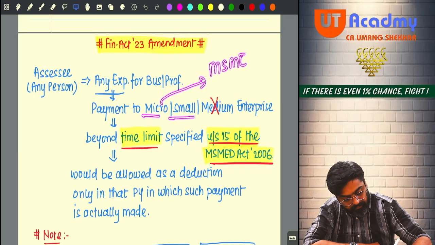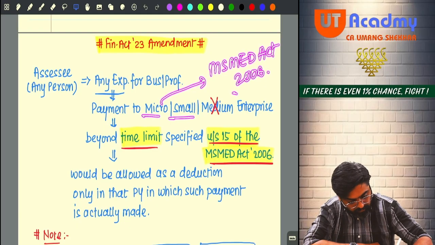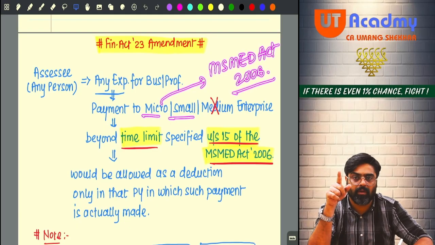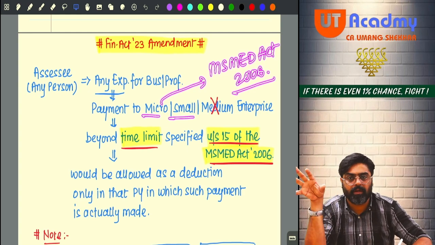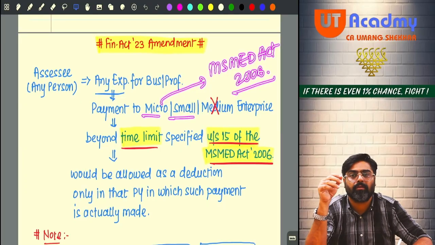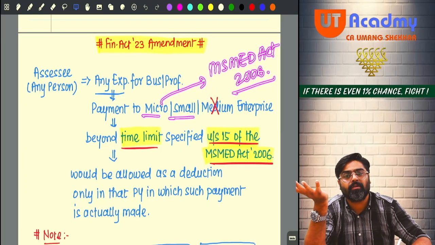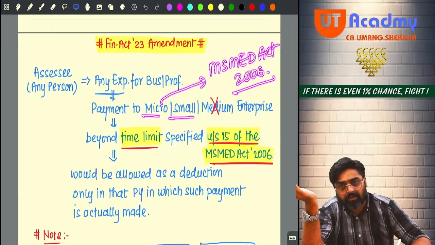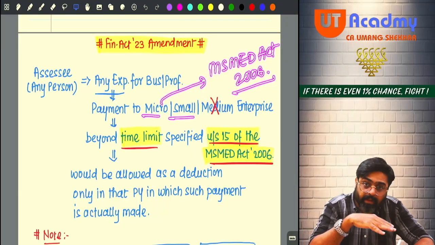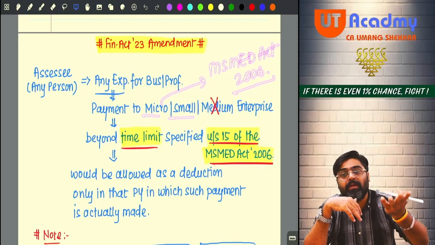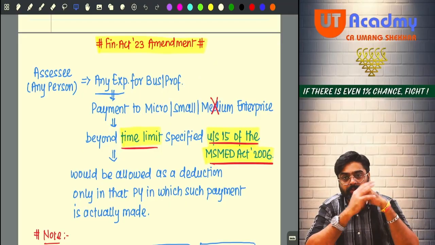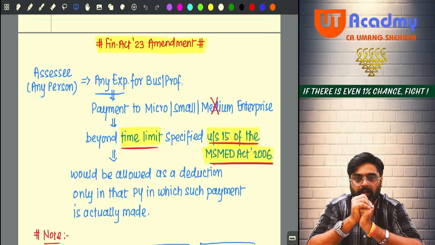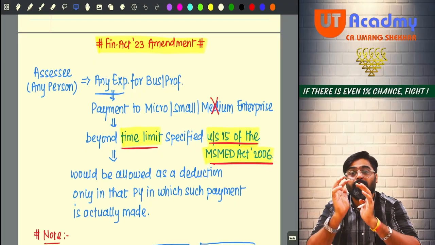MSMED Act 2006. As per this law, there are certain business entities known as micro enterprises, certain business entities known as small enterprises, and certain business entities known as medium enterprises. For the development of these types of enterprises, one law is made in India to safeguard their interest.